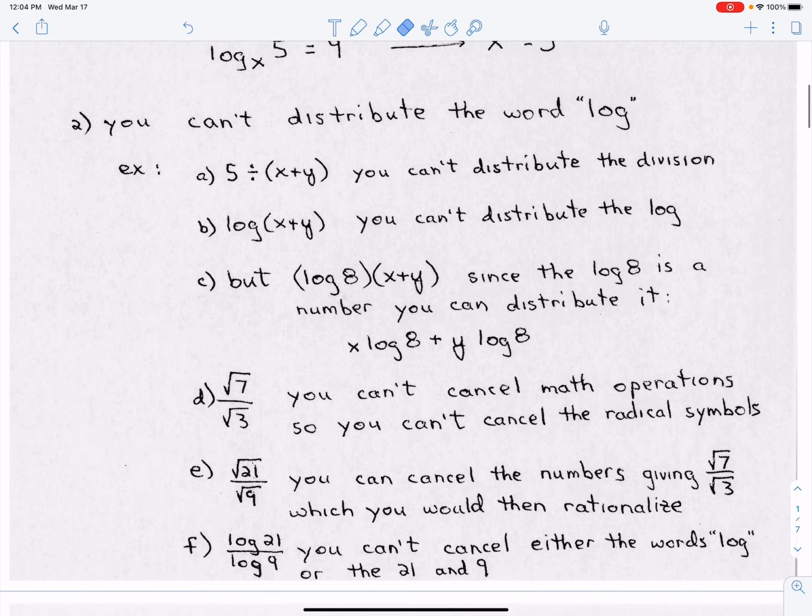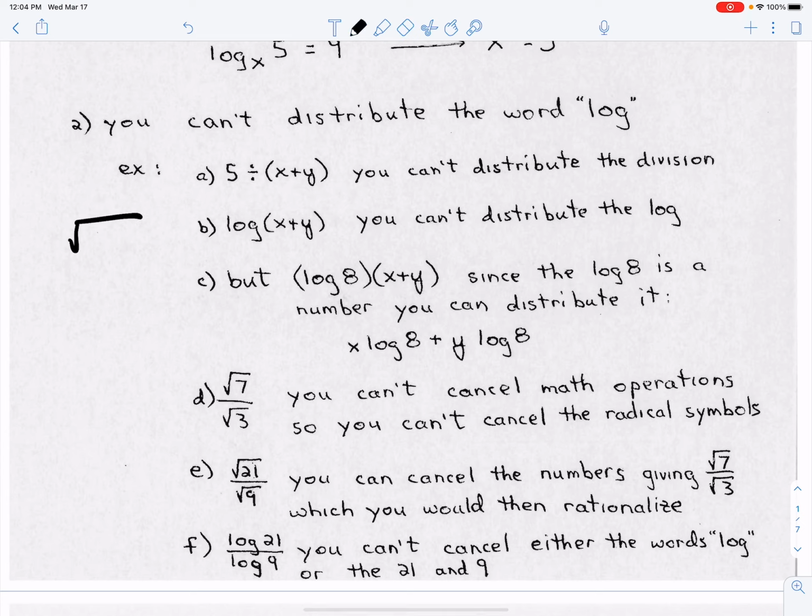Okay, now you can't distribute the word log. You can only distribute numbers or variables that represent numbers. So for example, there's no log in part A, but just to show you, can you distribute the division symbol? No, you can't, okay? Now, therefore, can you distribute the word log? No, you can't. The word log by itself, okay? So let me show you something else here. You don't need to write this down, just listen.